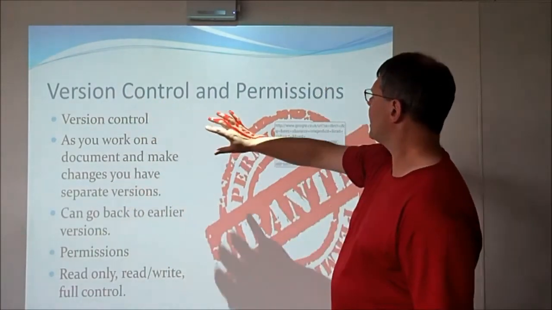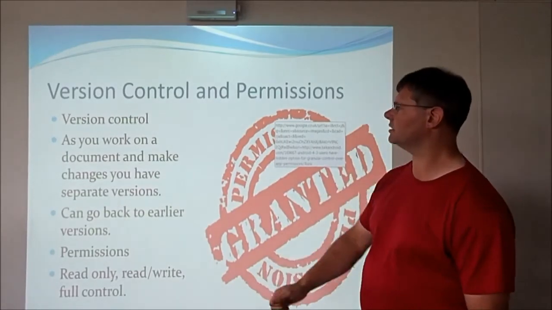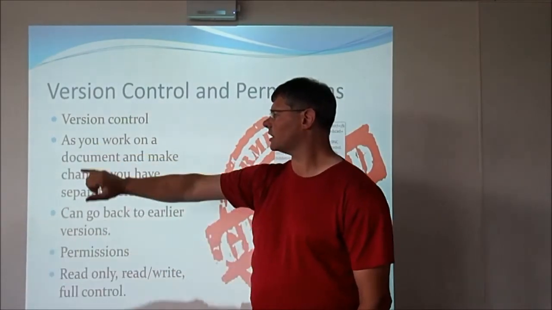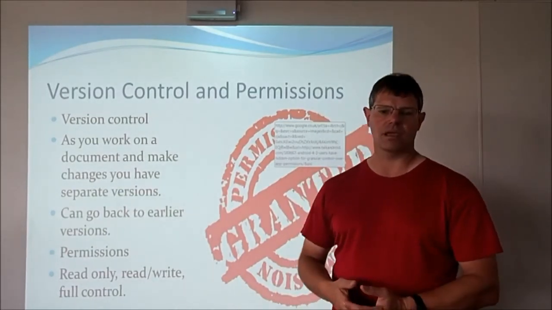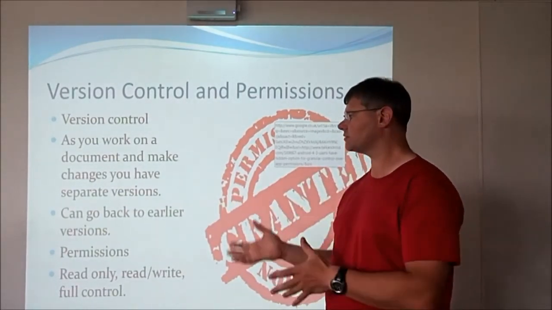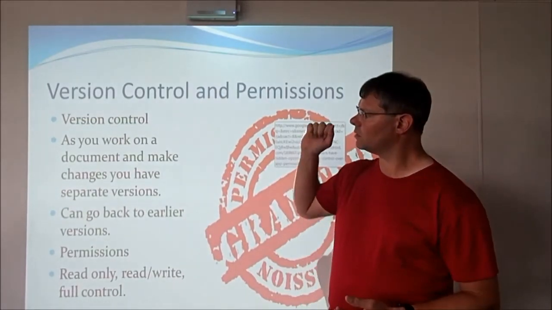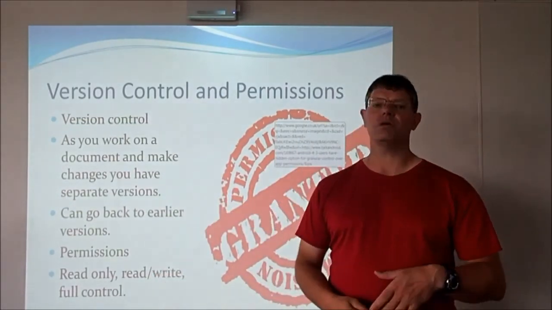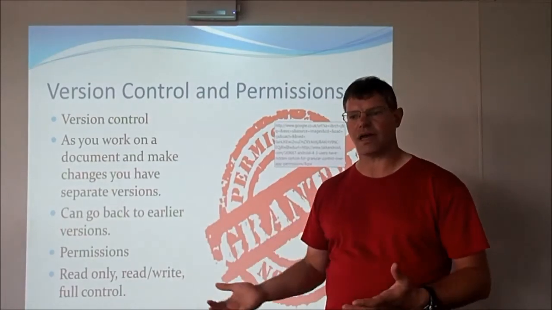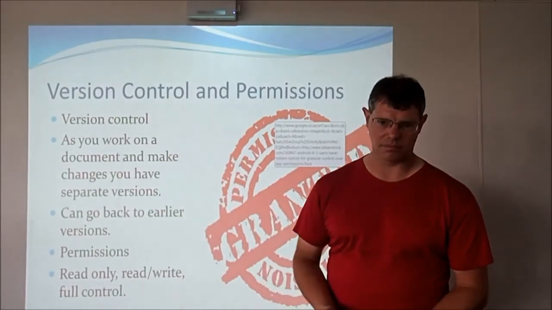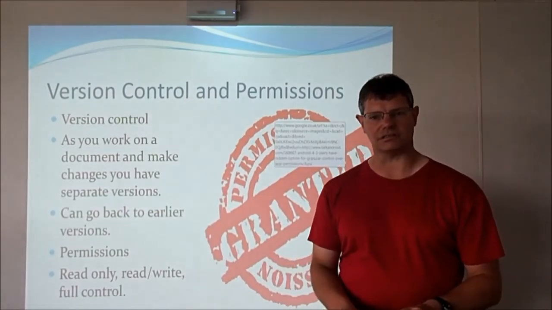Version control and permissions. So, just need to know what they are and what they mean. Version control. As you work on a document, you're going to keep making changes to it. It's a very good idea, and this also goes for when you're doing your coursework, that if you're working on a document, you might save it as version 1 or version 2 or version 1.1 or something like that. So you'll give it a different number just to say, this is my old version, this is my new version.